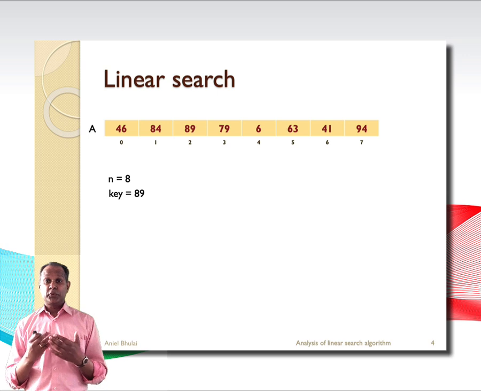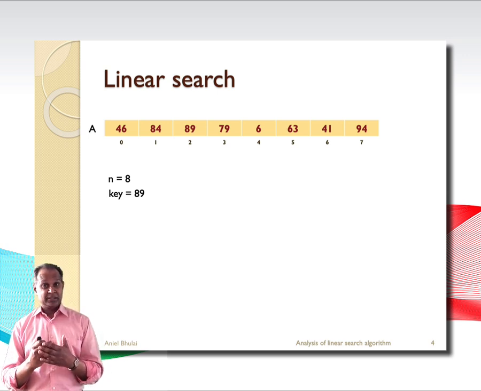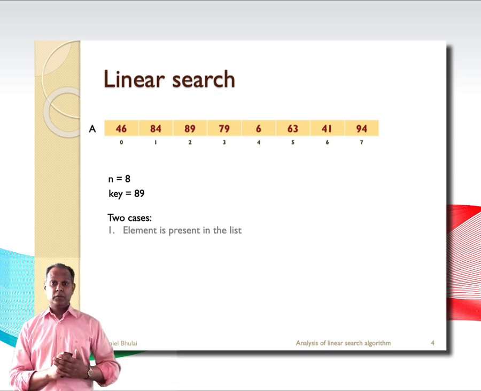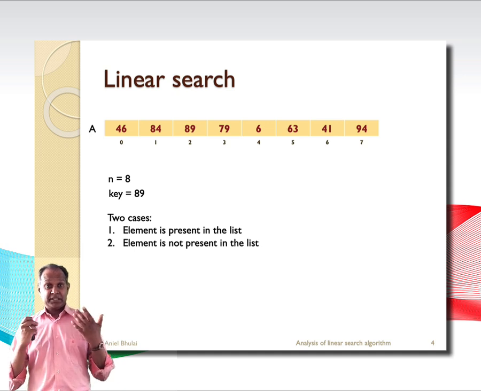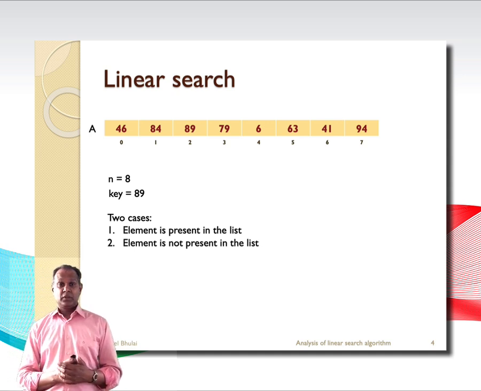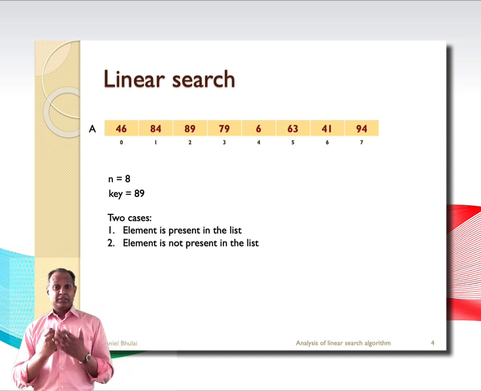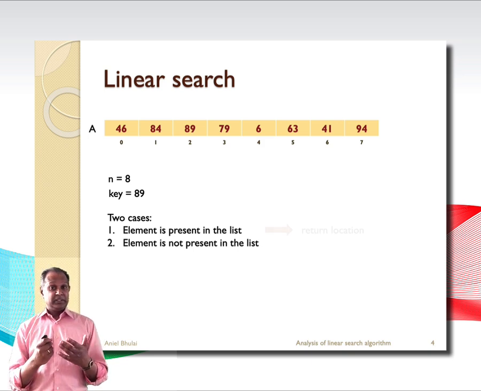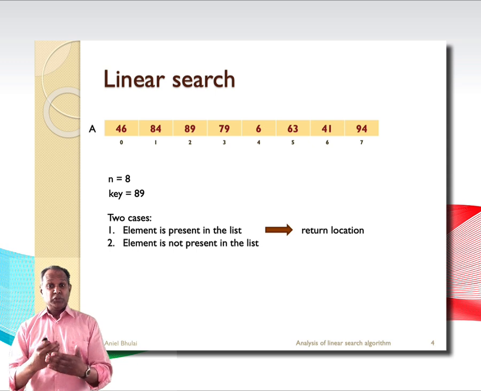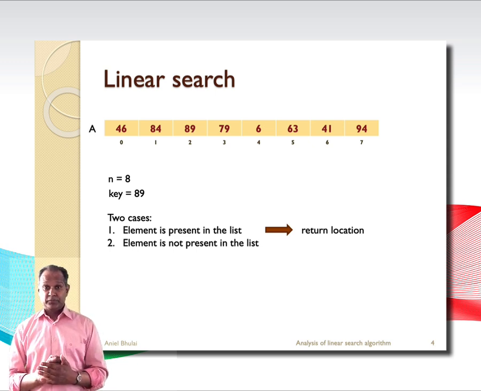So we want to search for 89 in this list and we want to see whether it is present in the list or not. So we have two cases here. The element is present in the list or the element is not present in the list. When the element is present, we want to know the location. So the algorithm, that means the program, should return the location.